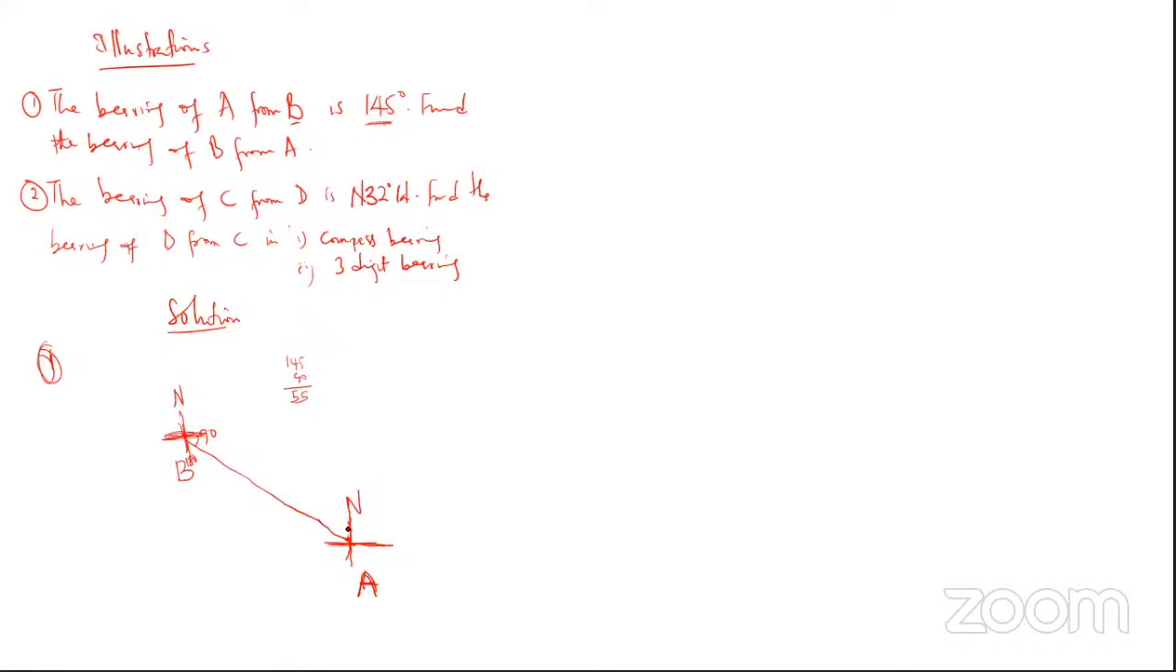Let me repeat myself. We have been able to locate A. This is A. And the question being asked now is find the bearing of B from A. So how do I do that? It means I'll go to A and measure from the north of A in a clockwise manner, up to the line that is going to B.